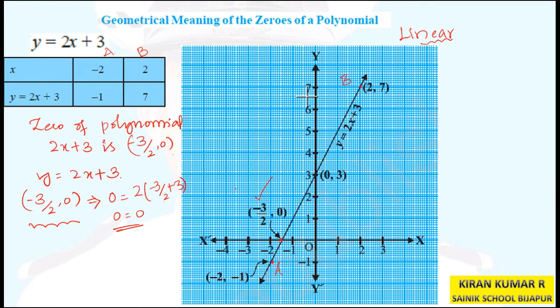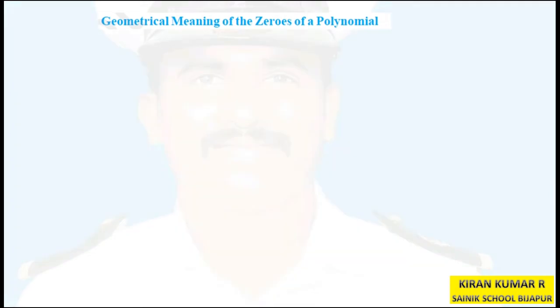Let me take another example, which is a quadratic equation, x² - 3x - 4. This quadratic equation has degree 2. When we simplify this by equating it to 0, we will be getting 2 zeros. Do we get 2 zeros on the graph? For that, let us take values of x and y.